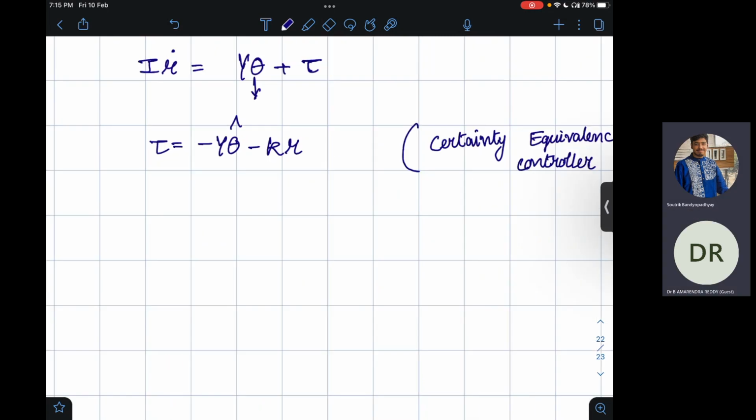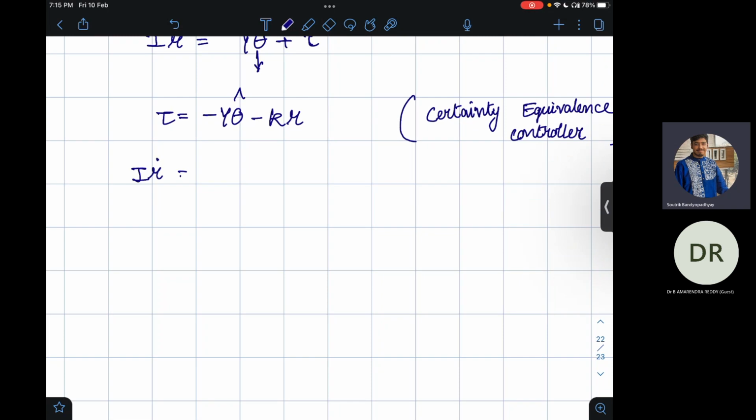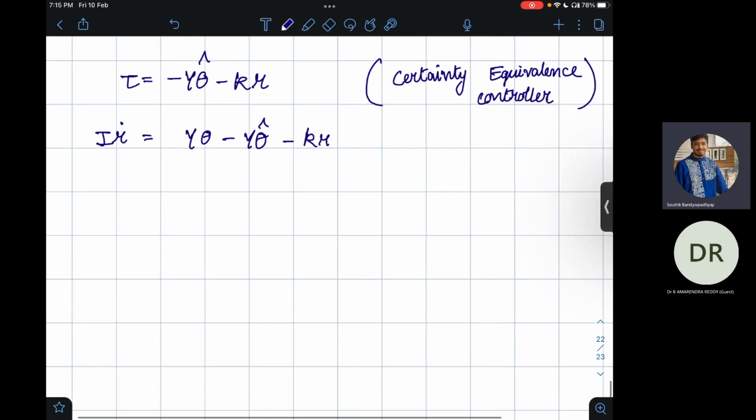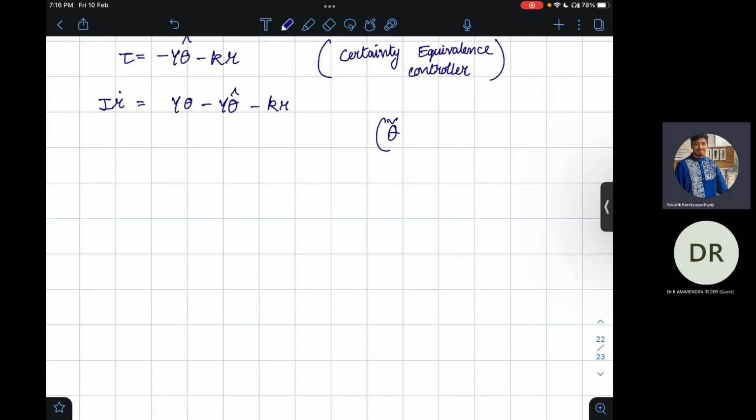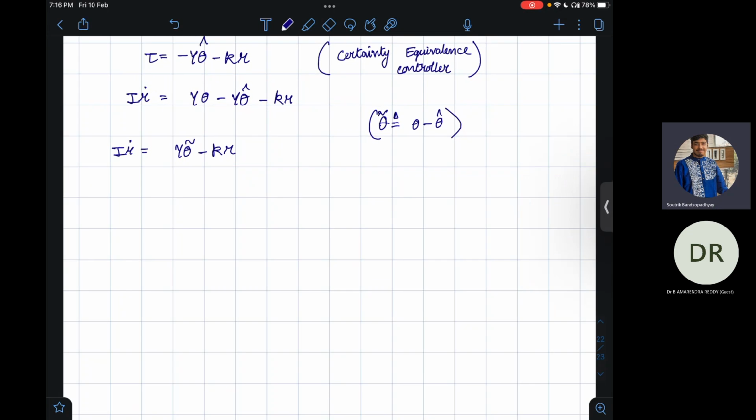Okay. Now I substitute this tau in the original equation. So I r dot is equal to Y theta minus Y theta hat minus k r. Now I define a theta tilde, which is the error in theta, to be theta minus theta hat. So if you look, I r dot is Y theta tilde minus k r.